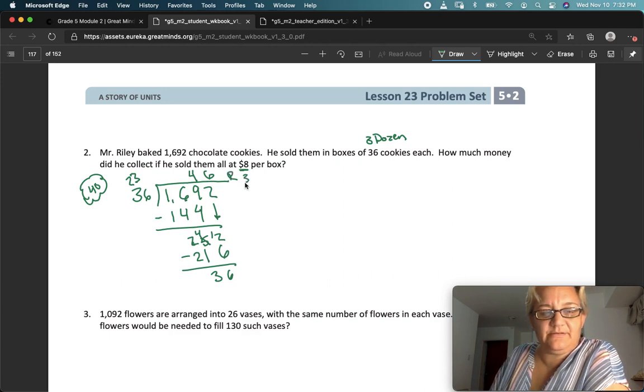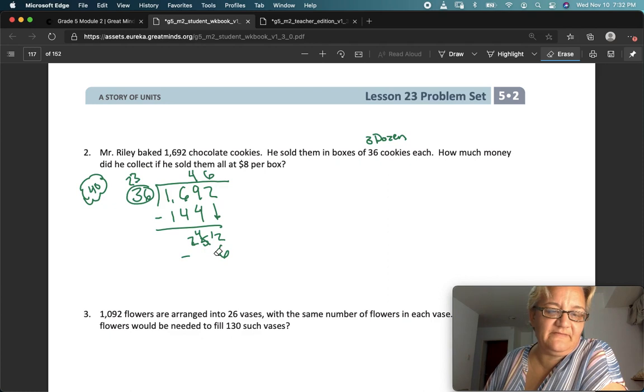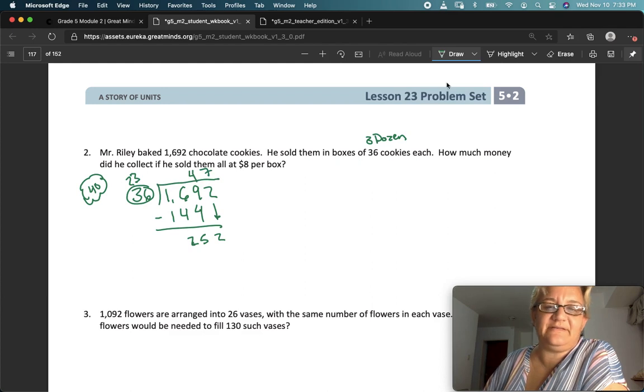So remainder 36. Oh, wait a minute. We can't have a remainder of 36. 36 is our divisor. So let's erase this. I'm going to erase all of this and go back 1 step. Okay, so I'm going to change this to 7 and see if I can make that a little bit closer.